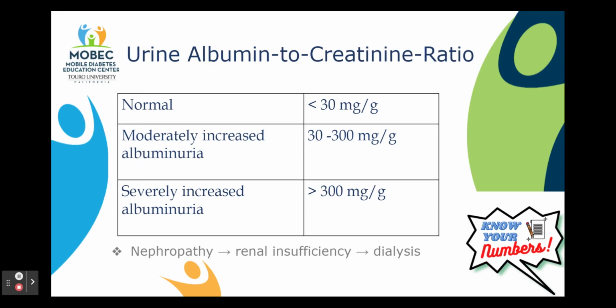If moderately increased albuminuria is not taken care of, the kidneys will continue to be damaged, leading to renal insufficiency. If this condition continues to worsen, less urine is produced, and the affected person may need dialysis. If you have diabetes and you have never been asked to get a urine test done, please check with your primary care provider about getting this urine test.